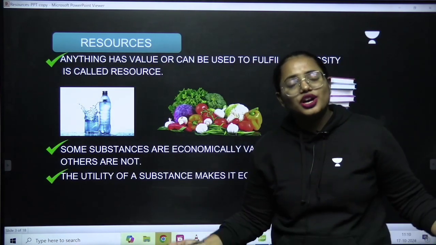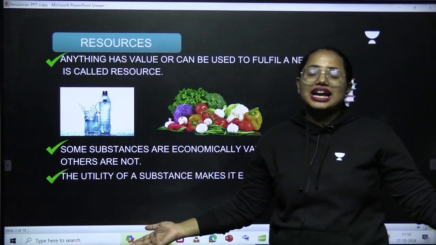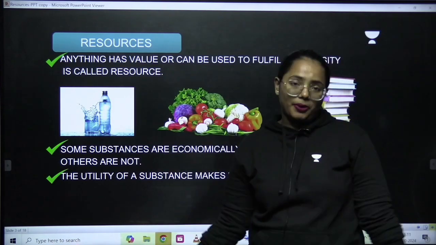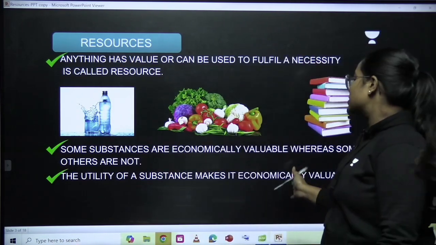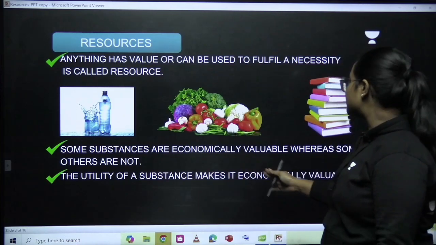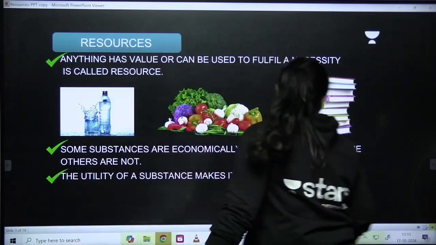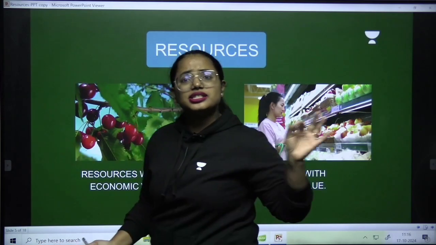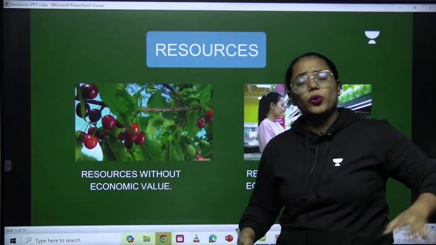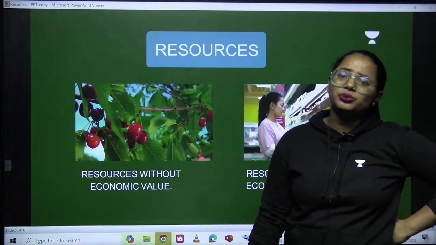So what happens? You can just get it as an economically valuable product. Clear? And what about the next one? The utility of a substance makes it economically valuable. I will give you a simple example of this. And I told you, right? There are some resources that can be without economic value too.